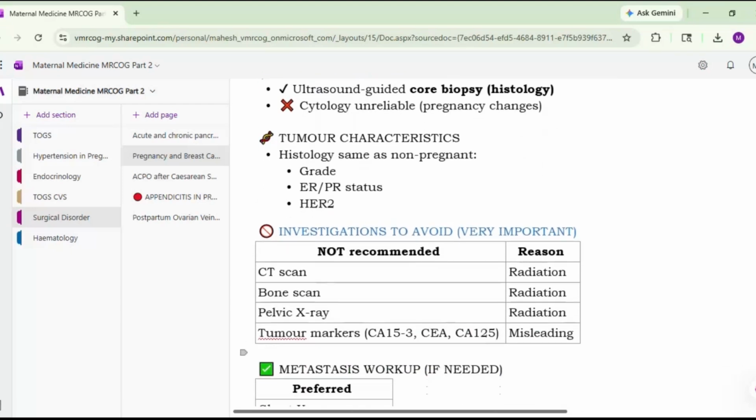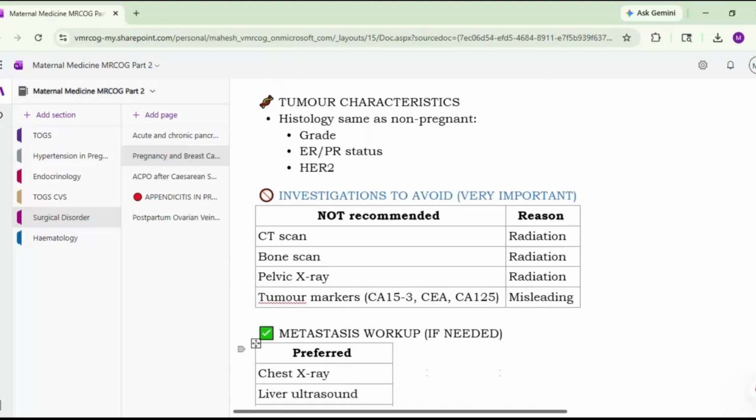Okay. Now, which investigations are to be avoided? CT scan is to be avoided, bone scan is to be avoided, pelvic X-rays are to be avoided because of the risk of radiation. And other markers such as CA15-3, CEA, CA125, these will be misleading during the pregnancy. Okay, so what is safe, the first is the ultrasound.